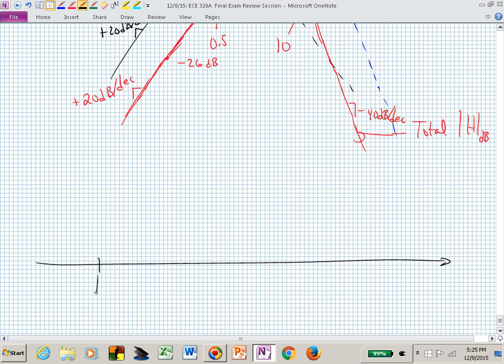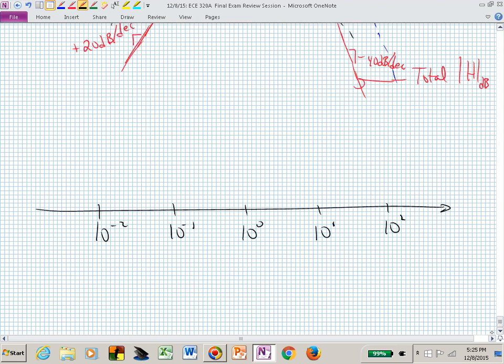Now we have 10 to the minus 2. Ideally, these would be aligned with the ones up above. They probably are not. We are starting. The constant gives us 0. The zero at the origin gives us plus 90 degrees. This is the 0 at the origin.